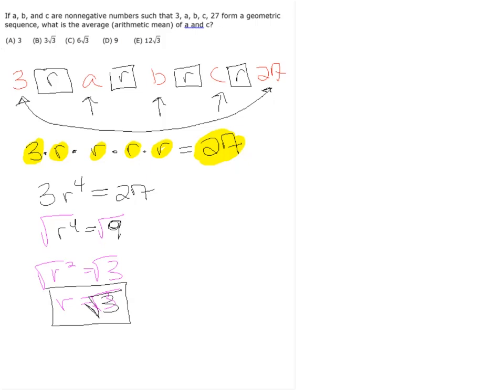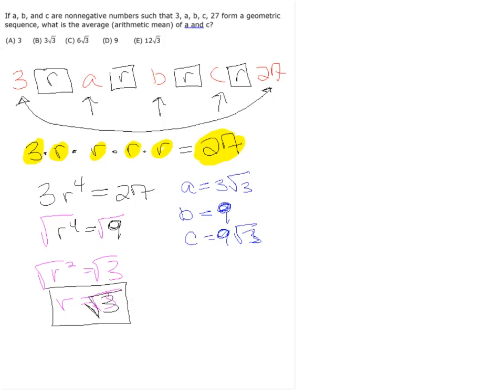All right, so with that, we can actually get all of the values in the sequence, right? We'll do that in blue. So we know that A must be equal to 3 times radical 3. We know that b must be equal to 9, right? Because that's one more multiplication of radical 3. And we know that c is equal to 9 rad 3, because that's just one more multiplication of radical 3.